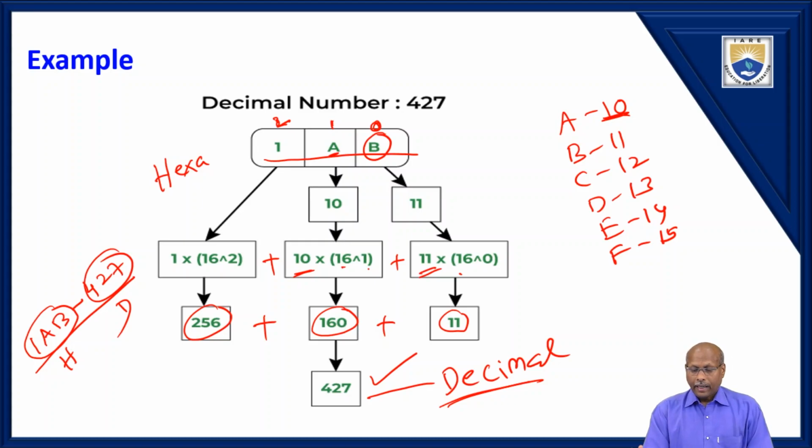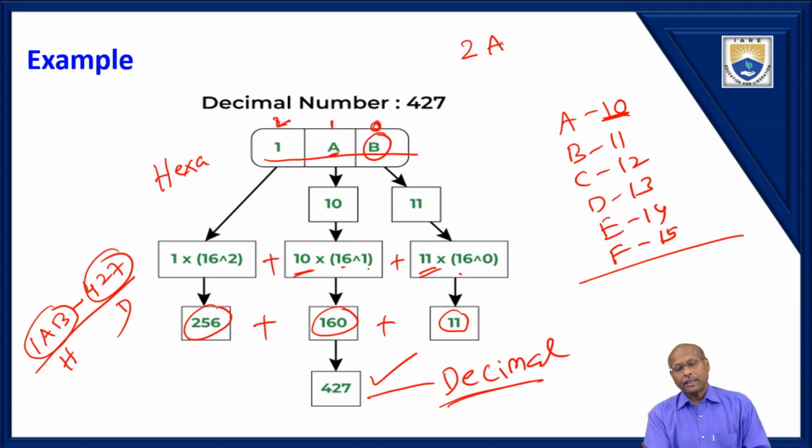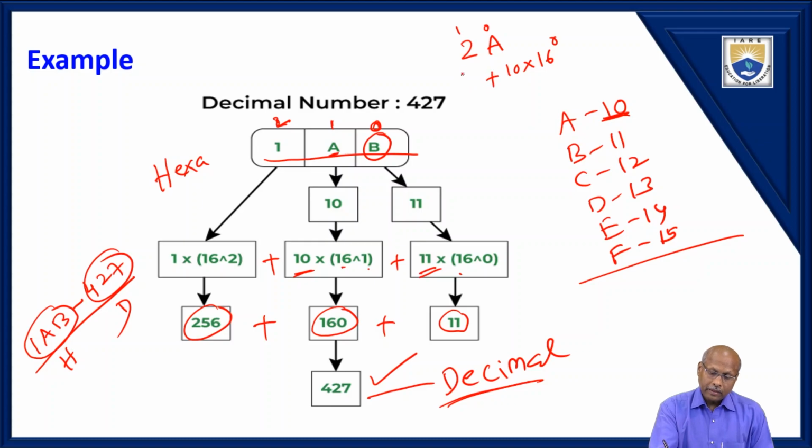I may give another example. For example, 2A. In that case, what is the answer? Because this is at the 0th position and this is at the 1st position, A means how much? A means 10. 10 into 16 power 0 plus 2 into 16 power 1. So 16 into 2 is 32, 16 to the power 0 means 1, 10 into 1 is 10. So 32 plus 10 is 42. So for 2A, the decimal value is 42.